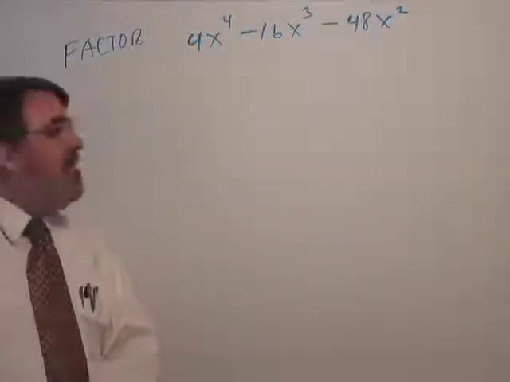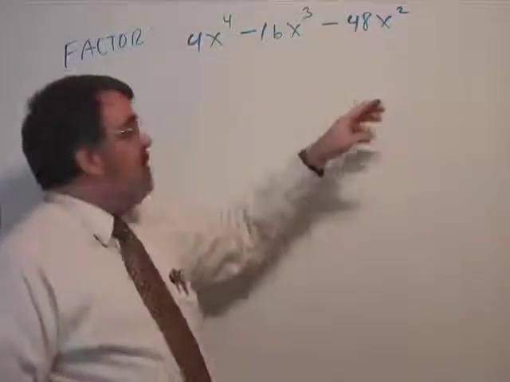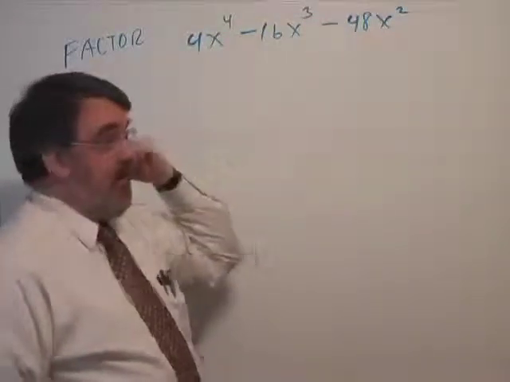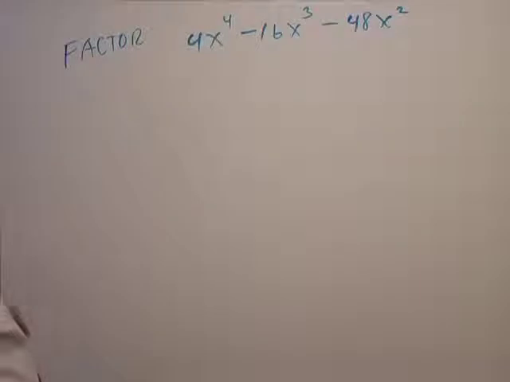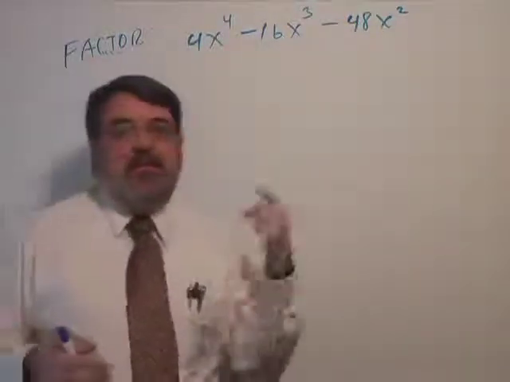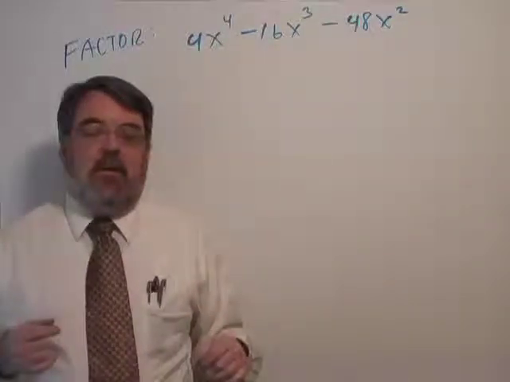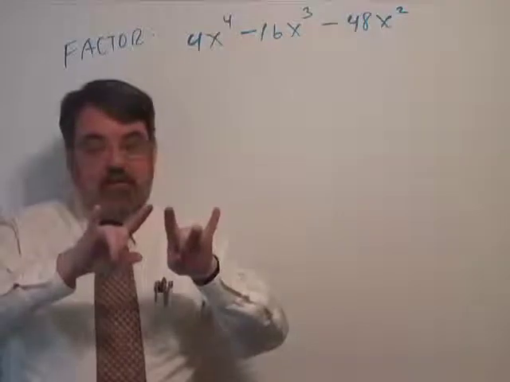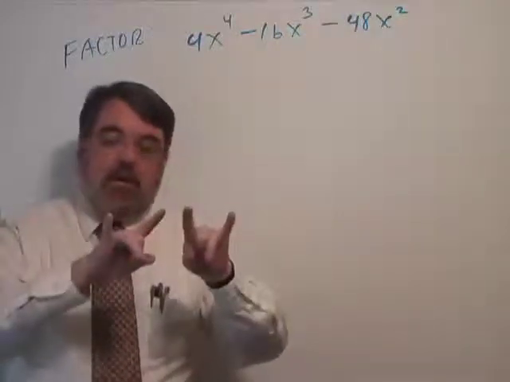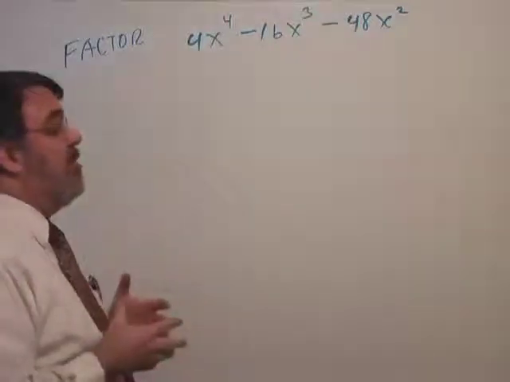Well, here we go. Factor 4x to the fourth minus 16x cubed minus 48x squared. All right, well, so this is a trinomial. And it is possible this particular one actually will break up into a product of binomials. And it would be very difficult to do that at this point, to try to break it up this way as binomials. It can be done, but it would be very inefficient.